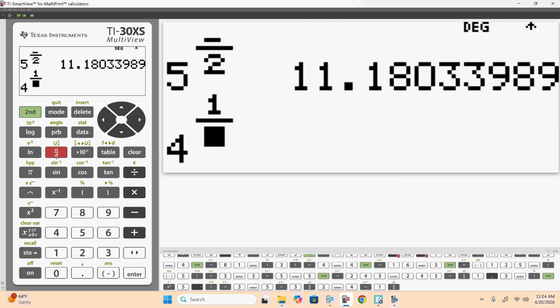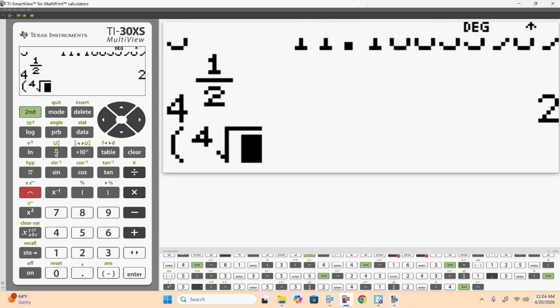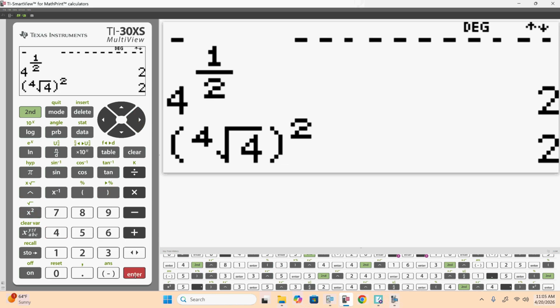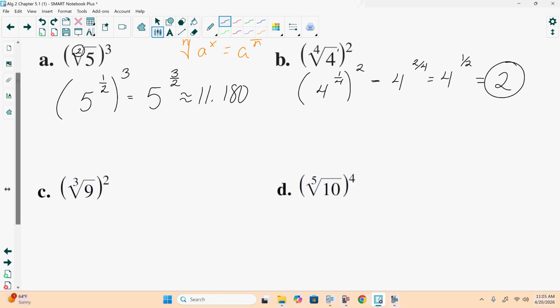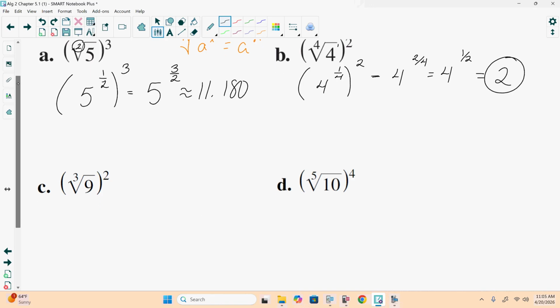4 to the 1/2. 4th root of 4 squared is still 2. So it's not as easy for us to see it in the general form and the starting form of the 4th root of 4 squared, but if we're able to rewrite it, we get it in a form that will simplify. Questions on these so far?